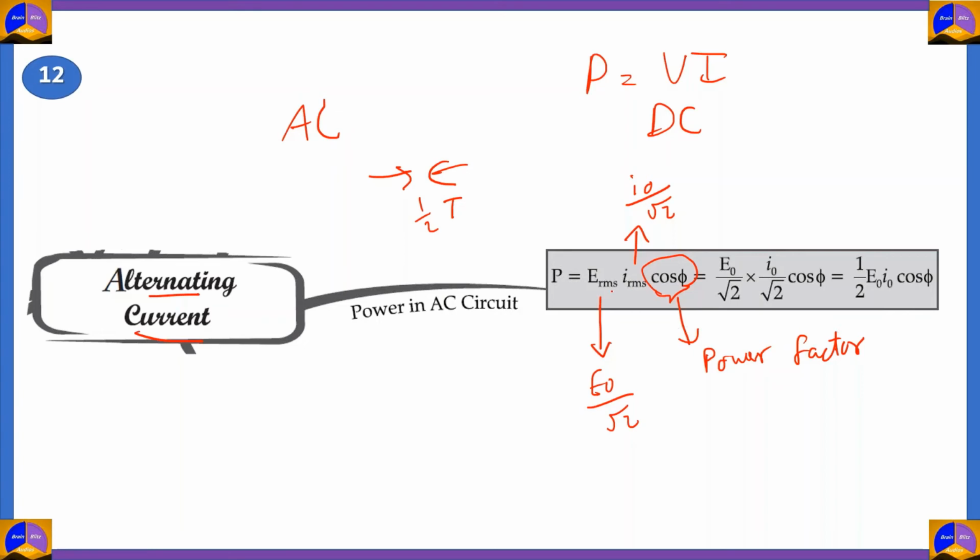So again, we put the value of RMS values of the EMF and the current in terms of the peak value. So E0 is peak, I0 is peak. Then we divide it by root 2 as is the formula, and then we multiply it with cos phi in order to get the final formula that is 1 by 2 E0 I0 cos phi. Peak values, and 1 by root 2 into 1 by root 2 is 1 by 2. That's simple multiplication. And cos phi refers to the power factor.